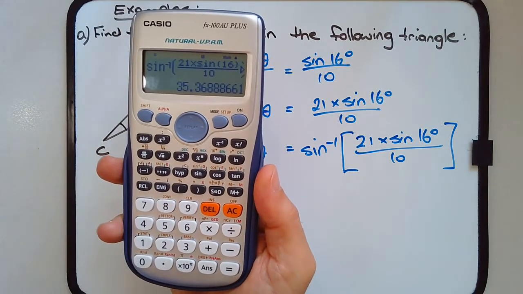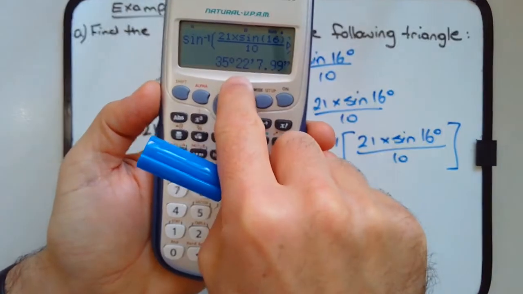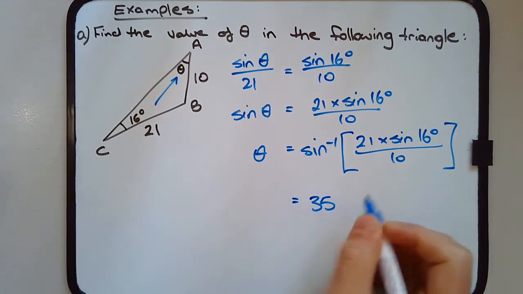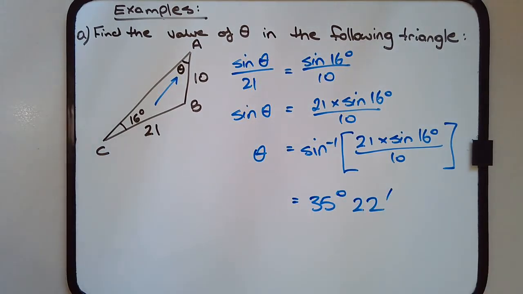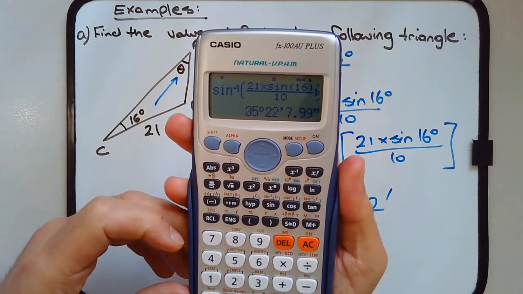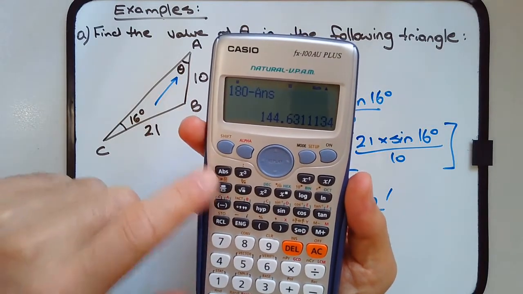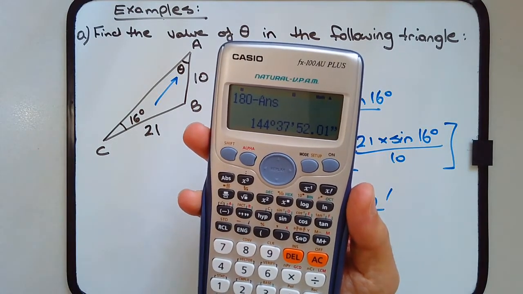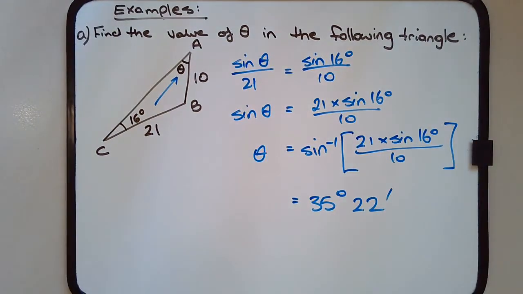We get 35.3688. I might just round this off to the nearest minute, so that's going to be 35 degrees and 22 minutes. Incidentally, while I'm at it, if you wanted the obtuse angle, take that last answer away from 180, and we have 144 degrees and 38 minutes. That's a possibility as well, but I'm just going to quote the one answer here for now, the acute answer. All right, let's have a look at the next example.